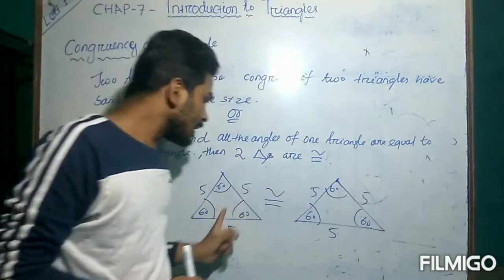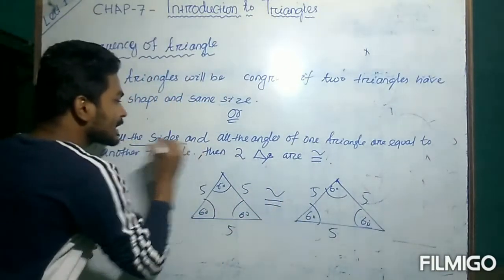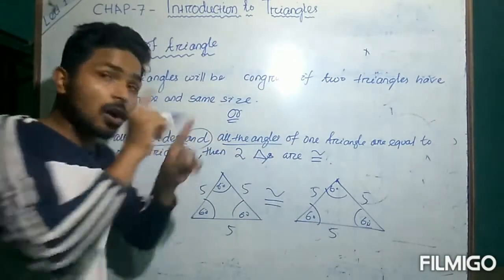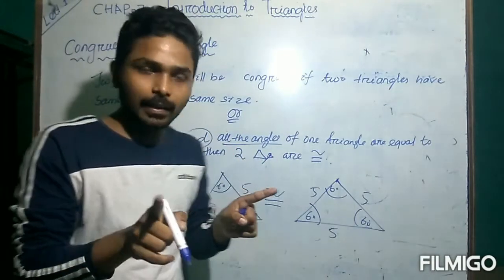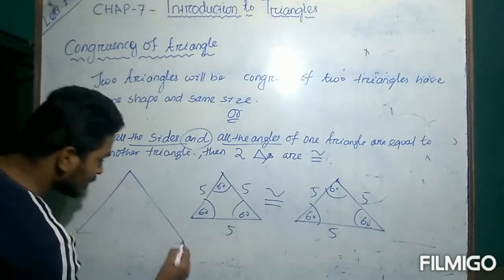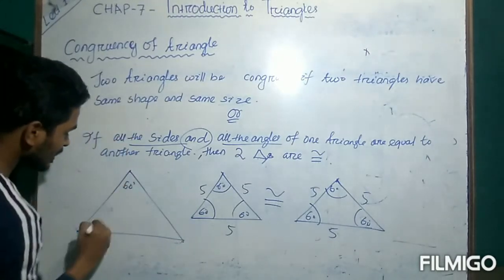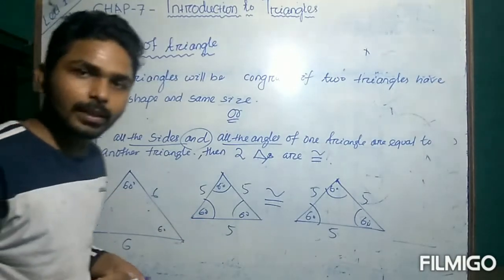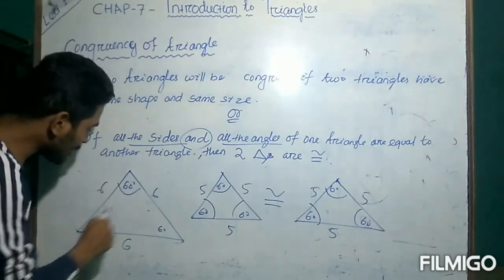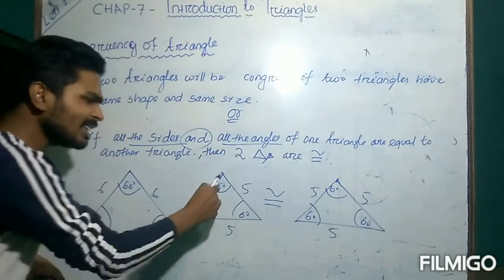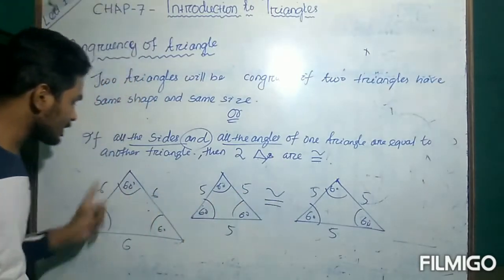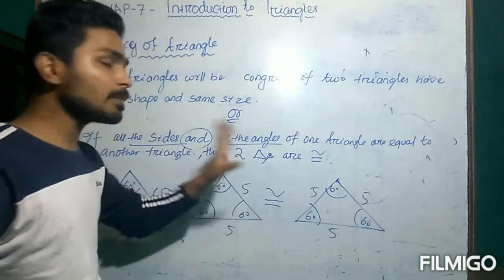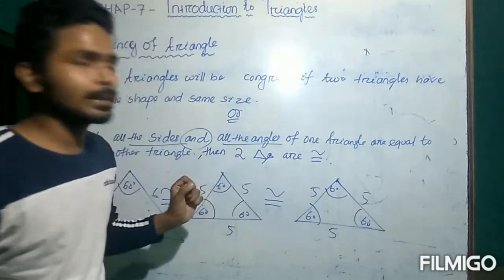So in order to be congruent, the two triangles must have the same sides and they must have the same angles. And there is a word 'and', not 'or'. Two conditions must be satisfied. Not like this. Suppose this is also a triangle with angles 60, 60, 60 and sides 6, 6, 6. Are these two triangles congruent? No, they are not congruent. Why? Because though they have the same angles, 60, 60, 60, they have different sides: 5, 5, 5 here and 6, 6, 6 here. So these two conditions must be satisfied in order to be congruent.